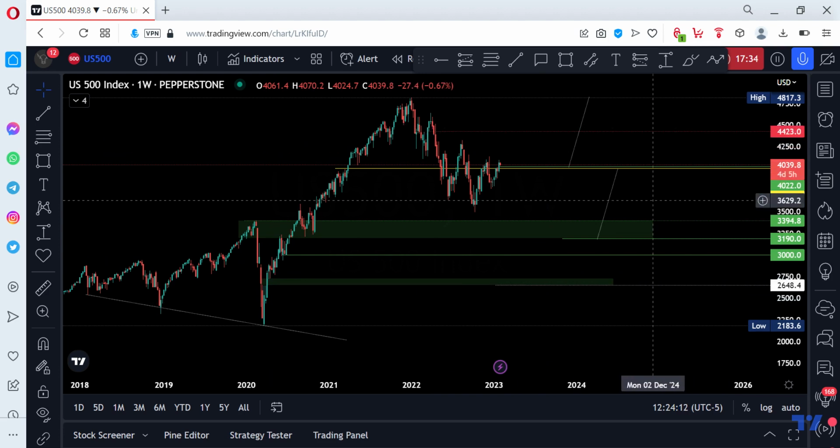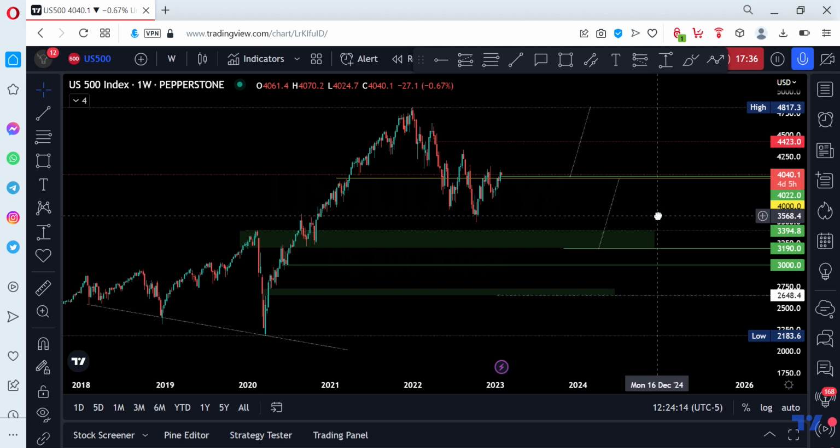Okay, that's it, folks. And I hope you find this interesting and it helps you and gives you an idea where the market can be heading and why it's going to be heading there in terms of price.